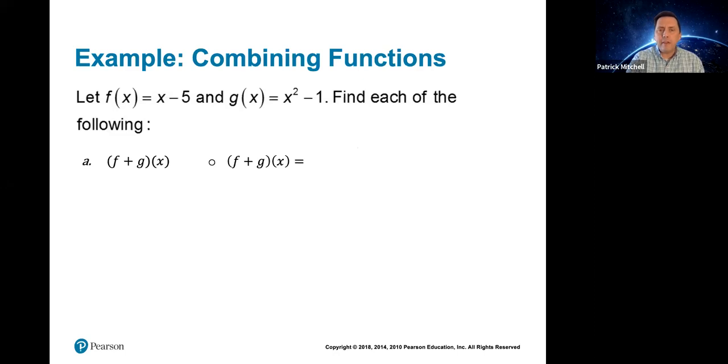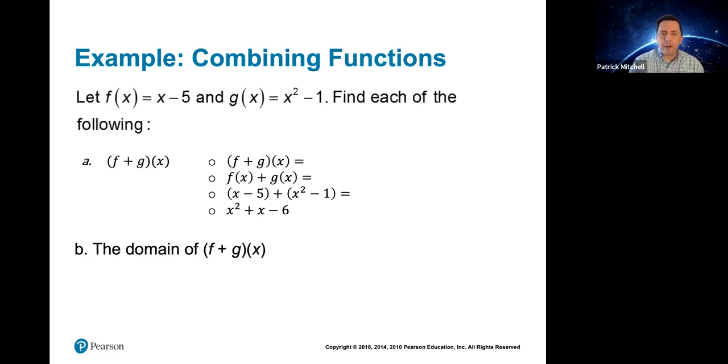f plus g of x, by definition, is f of x plus g of x. Now I'm going to replace each of those functions with what it actually is. f of x is x minus 5. g of x is x squared minus 1. And when I simplify that expression, combining the like terms, I end up with x squared plus x minus 6. So that's all there is to it. That's the rule for the function f plus g of x. And then we want to find the domain of that function.